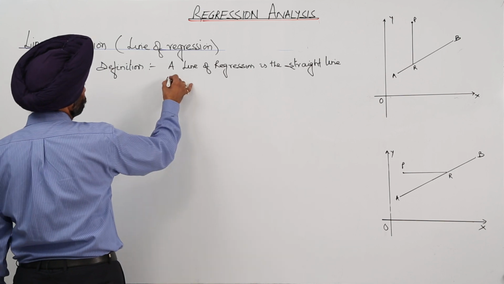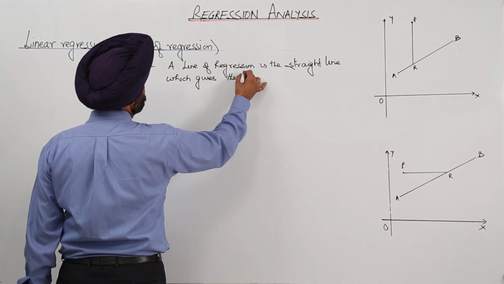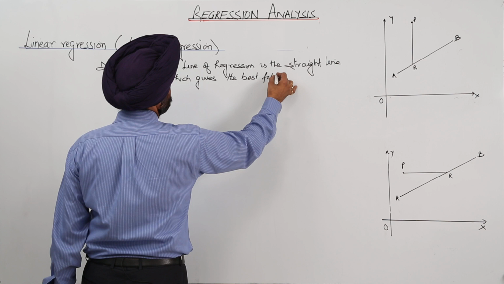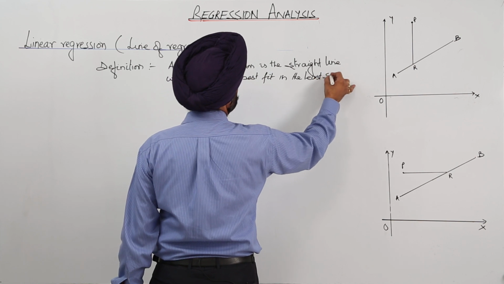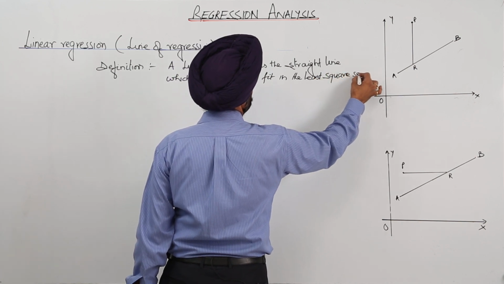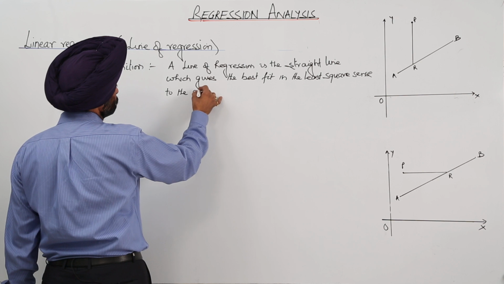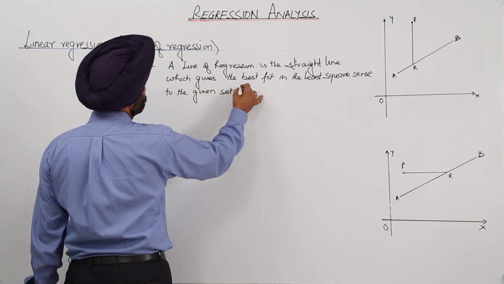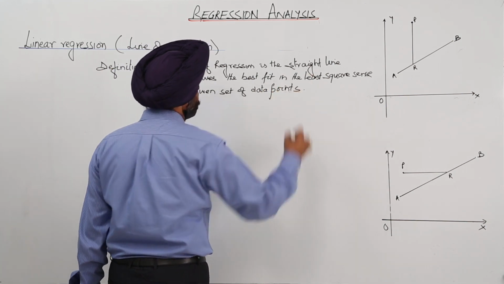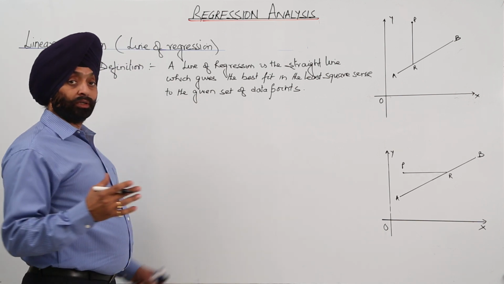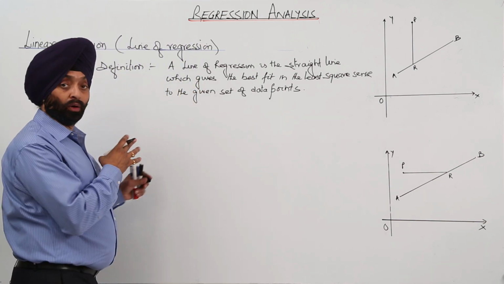which gives the best fit in the least square sense to the given set of data points. Now we have already discussed this in curve fitting, that it should be the least square, the sum of the squares of the distances should be the minimum. Okay, that is what is called the line of regression.